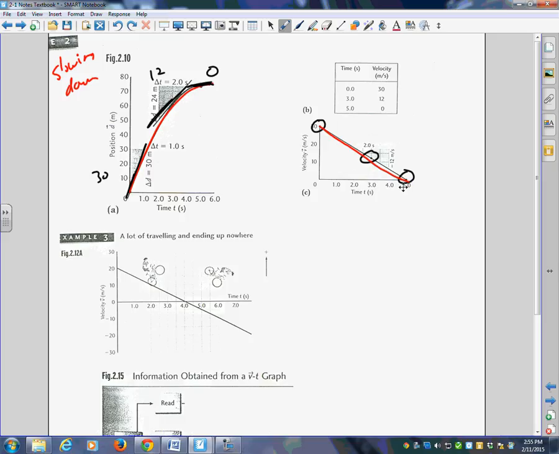Now, here's a bit of an extension thought for you. What if I took this and continued it like that? It would be going left. Would the slope of this give me the what? Velocity, yeah. The slope of the velocity time graph gives me the acceleration. Would you say that the acceleration has remained the same? Yes, because it's straight, right?